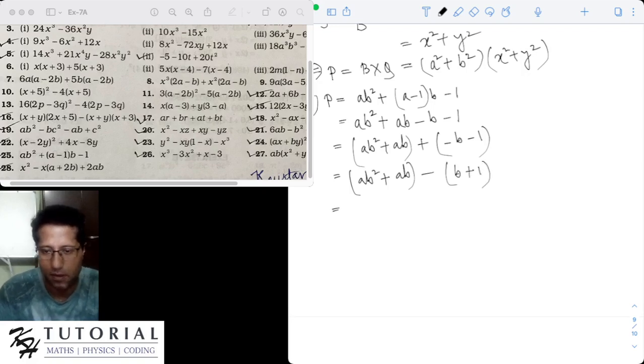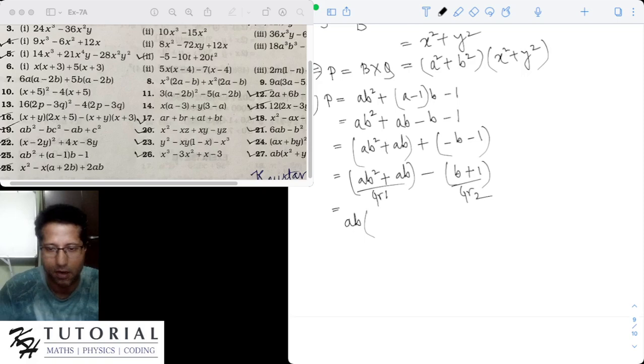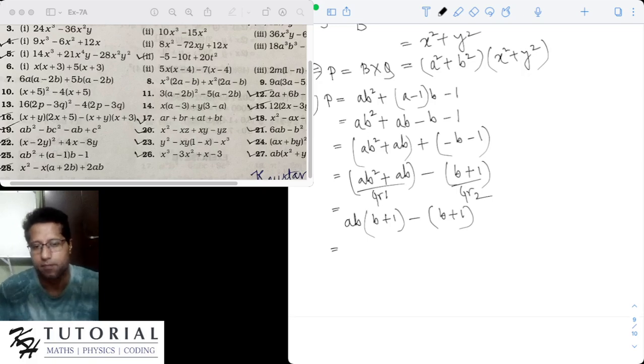From the first grouping, this was group 1 and this was group 2. From the first grouping, we can see that all the terms, that is ab square plus ab, have ab as the common factor. So take out ab as common factor, and I get ab multiplied by b plus 1, and we have minus b plus 1. So now I can see that the common factor, which is a binomial, is b plus 1.